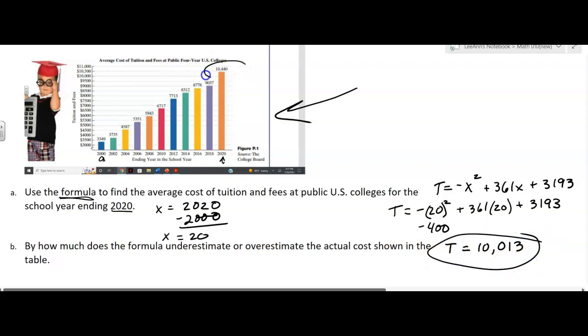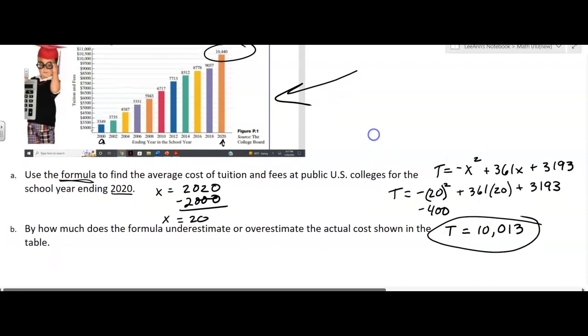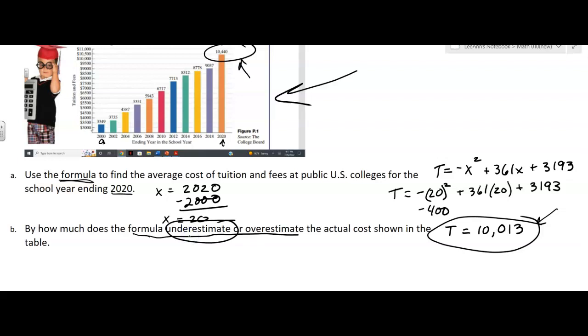So the formula says that's the cost of tuition. But the chart says this is the cost of tuition in 2020. So there's a discrepancy here, right? Our formula says one thing and the actual answer was something else. Formulas only estimate, okay? They're not going to give you necessarily the exact cost. So it says, by how much does the formula underestimate or overestimate? So is this less than what the actual data was, or is it more? Well, it's less, right? So this is an underestimate. So it underestimates, and how much? Well, we have to figure out the difference then.